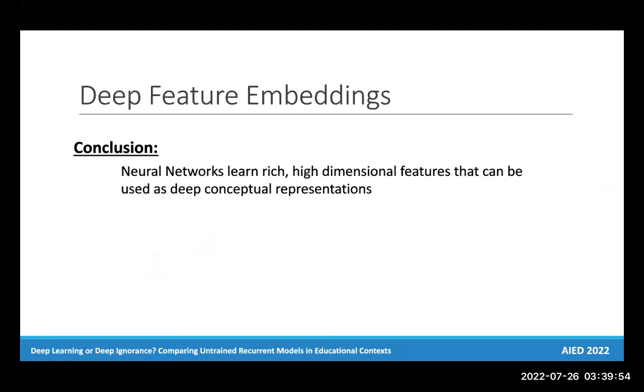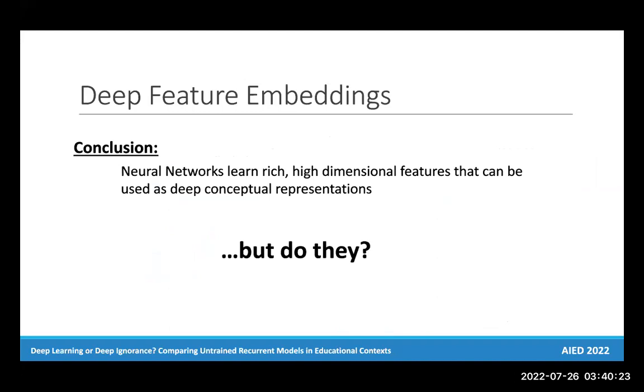So the conclusion, of course, is that neural networks learn rich, high-dimensional features in that hidden layer that can be used as deep conceptual representations. We have a lot of examples of this being done, but the question still remains: do they actually learn these deep conceptual representations of the data? Again, a lot of examples, but how deep and meaningful are these features that are being learned?